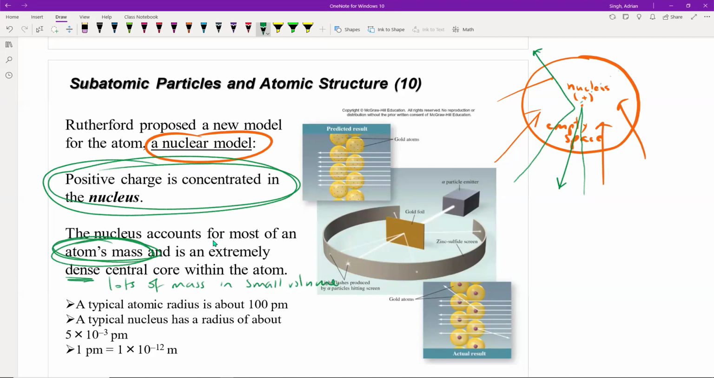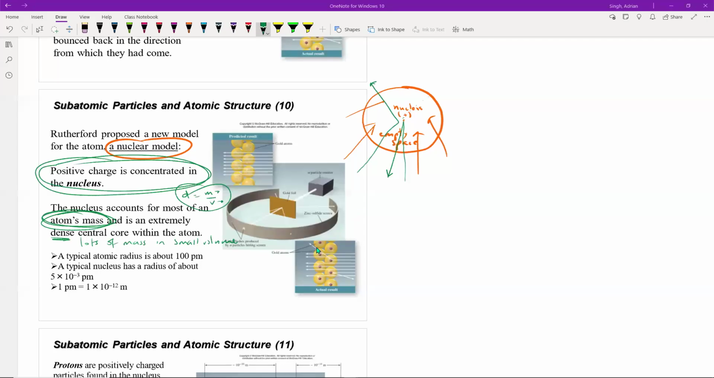Okay, and if you remember, density is mass over volume. So if your numerator here is large and your denominator is small, this number is going to be gigantic, right? So the nucleus itself in an atom is incredibly dense. So the nucleus itself is very, very, very tiny compared to the size of the atom as a whole. And again, the atom itself is also very tiny, right?